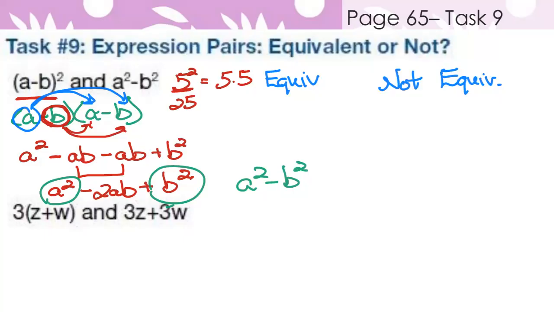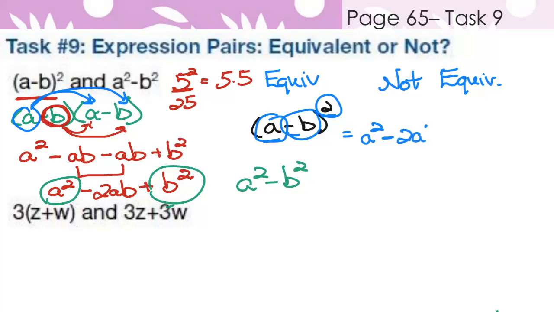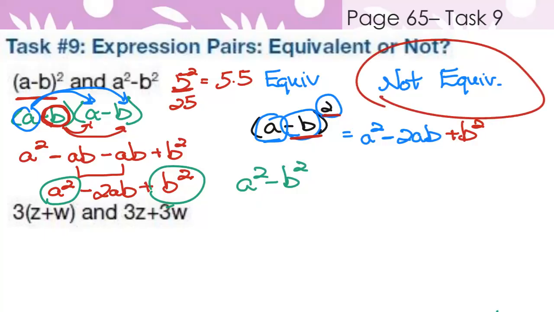Maybe you guys are thinking of the shortcut. There is a shortcut, which is if you have A minus B squared, you take the first term and square it, which is A squared. You take 2 times the first times the second, which is minus 2AB, and then you take the last term and square that, which is B squared. But it is not just A squared minus B squared. So that is not equivalent.